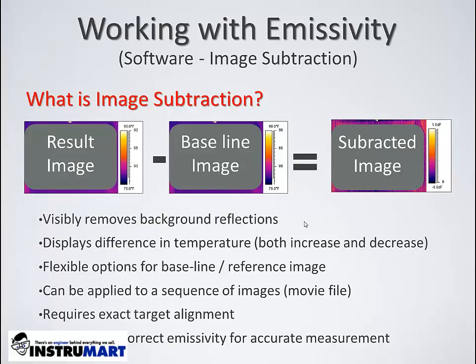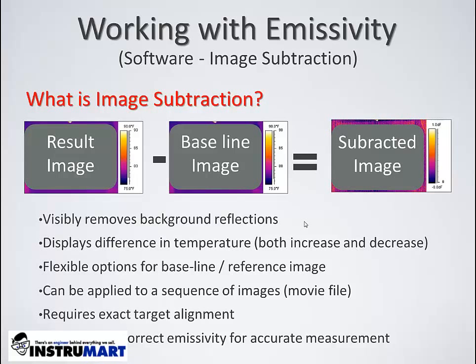At this point, I will discuss another software method that is available for working with emissivity, and this method is called image subtraction. Image subtraction does what the name implies. It is a subtraction of one image from another image, or it is the subtraction of one image from a sequence of images. This functionality is also available in the software that is packaged with the T420 Thermal Benchtop Test Kit. The process of image subtraction is simple.